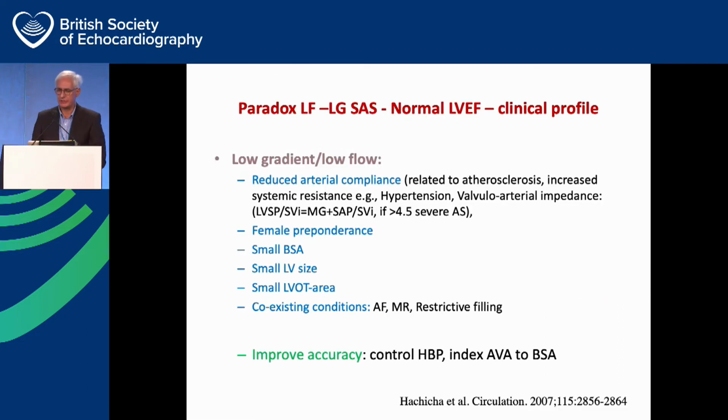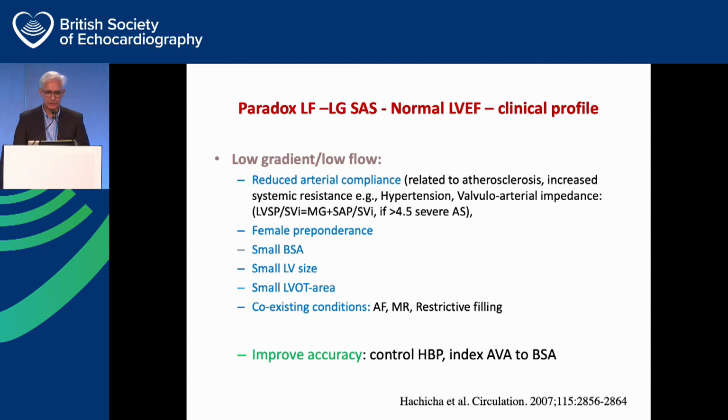So who are these patients? The clinical profile of these patients is that they have reduced arterial compliance, usually related to atherosclerosis, or increased systemic resistance, for example due to hypertension, but also valvular arterial impedance. They are female in preponderance and have a small body surface area, small left ventricle size, and left ventricle outflow tract area. And these two are very important because if they were to be considered for valve replacement surgery, these are the two parameters that make these patients more prone to develop patient prosthesis mismatch.